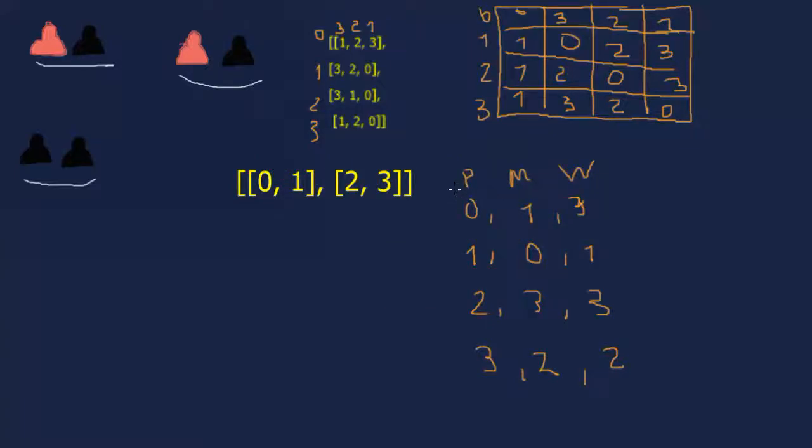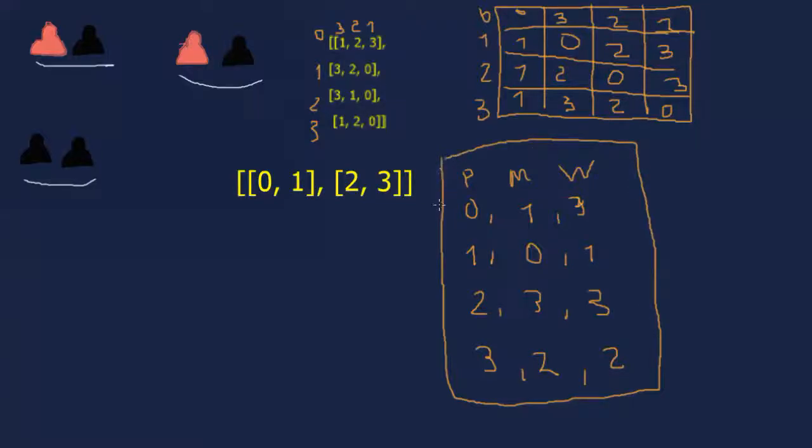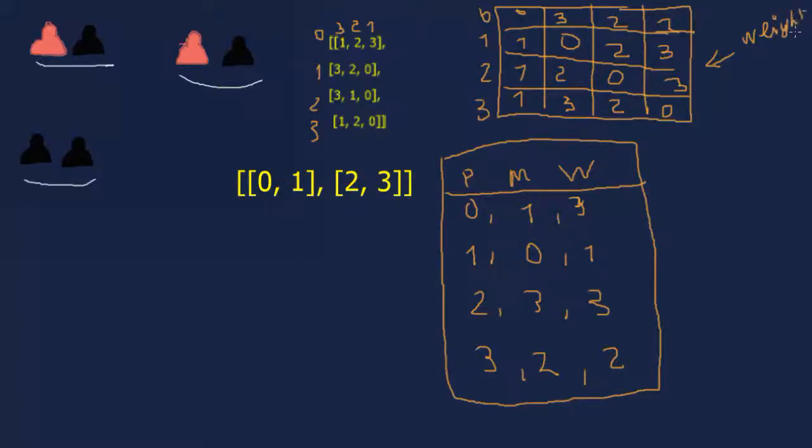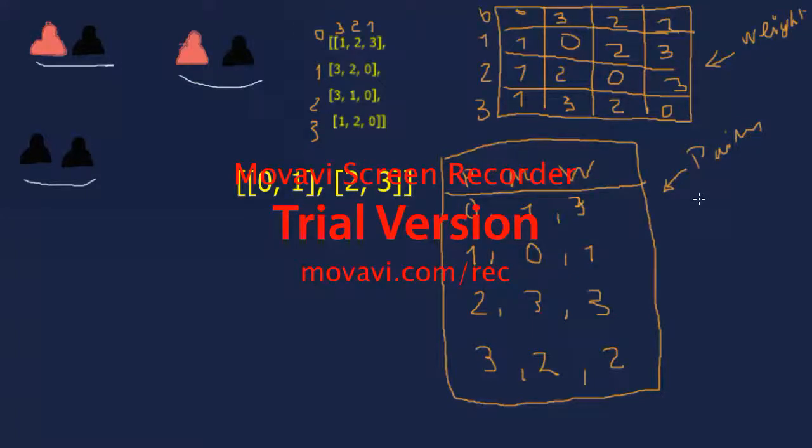So this is the second step. Perform this mapping. This provides us direct access to weight, and this provides us access to pairs and weights.